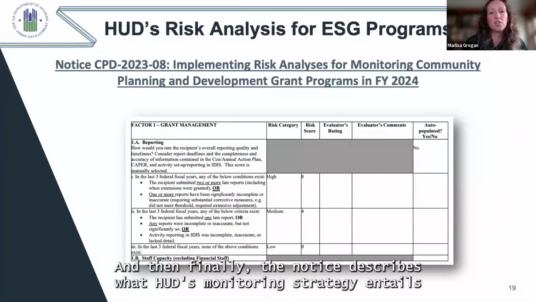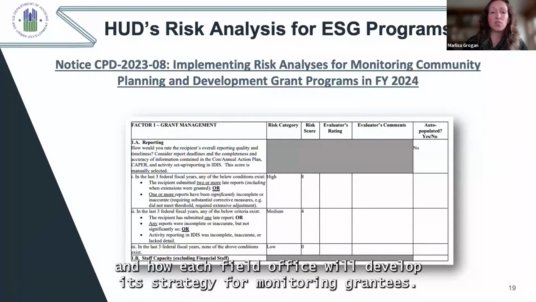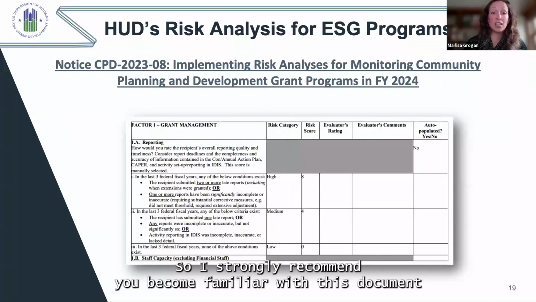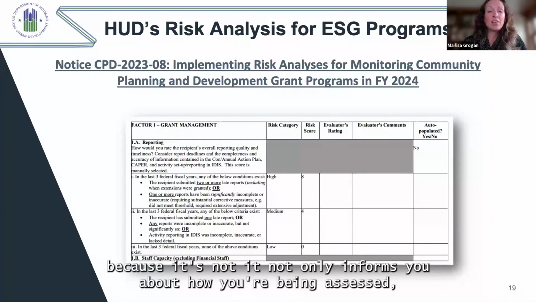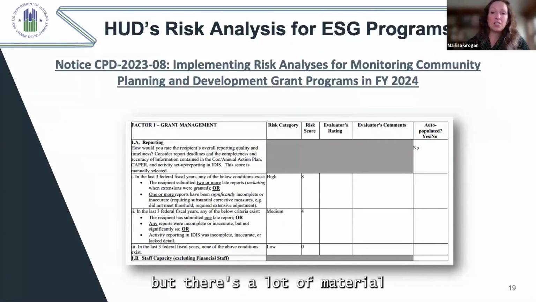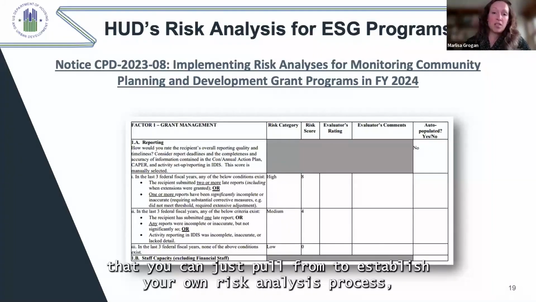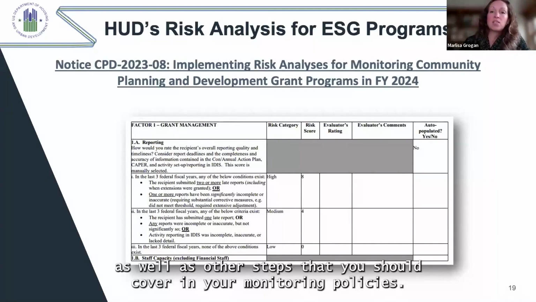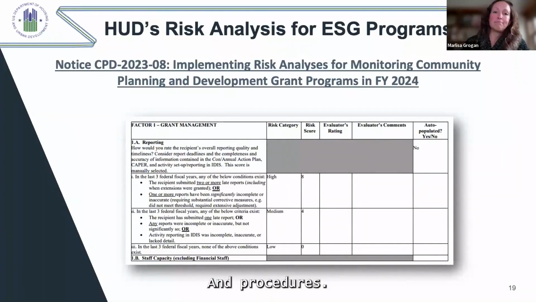And then finally, the notice describes what HUD's monitoring strategy entails and how each field office will develop its strategy for monitoring grantees. So I strongly recommend you become familiar with this document because it not only informs you about how you're being assessed, but there's a lot of material that you can just pull from to establish your own risk analysis process, as well as other steps that you should cover in your monitoring policies and procedures.